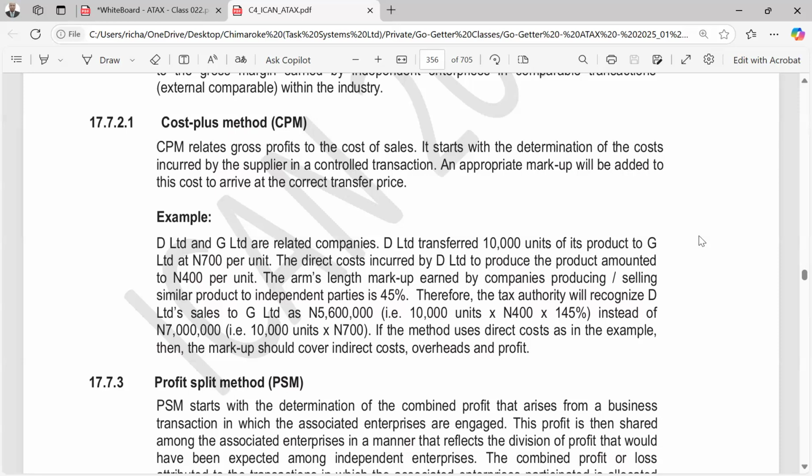And so that way, they have determined that your sales is not at arm's length. And so they know how they can adjust your books, so that those transactions that are not at arm's length, you will be taxed appropriately.